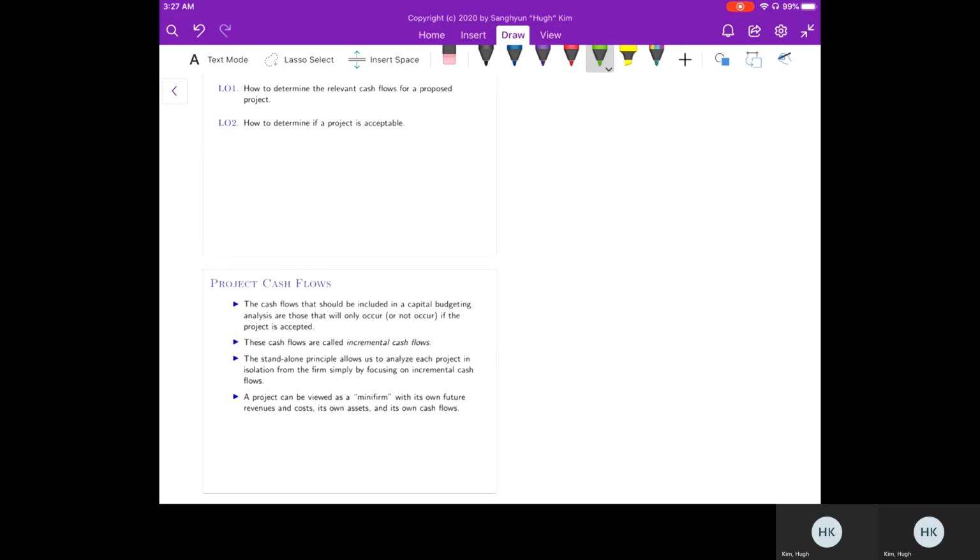So let's look at the project cash flows. The cash flows that should be included in a capital budgeting analysis are those that will only occur or not occur if the project is accepted. And we call these cash flows incremental cash flows.